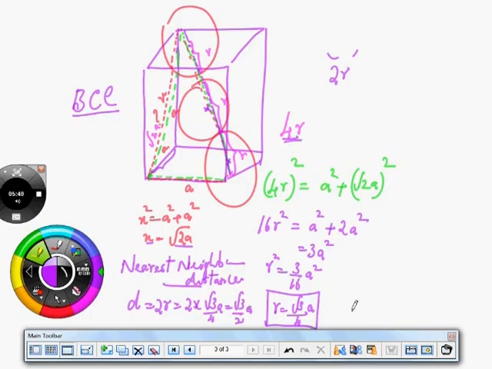So d is equal to what? Root 3 by 2a in the case of BCC. r is root 3 by 4a in the case of BCC. d is root 3 by 2a in the case of BCC. Both the relationships you have to remember.